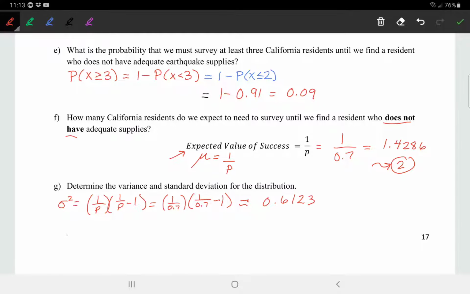And then if we're looking for the standard deviation, we know the standard deviation is the square root of sigma squared, which in this case is the square root of 0.6123. And that is approximately 0.7825.